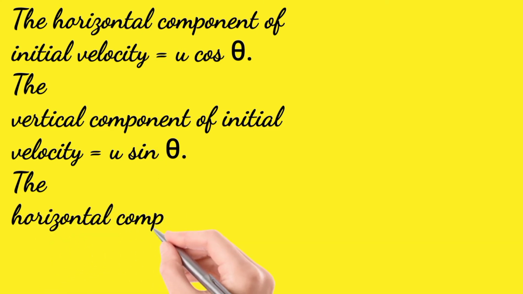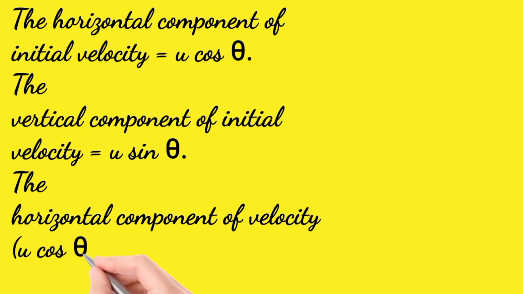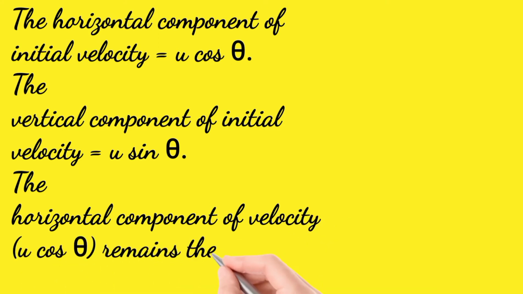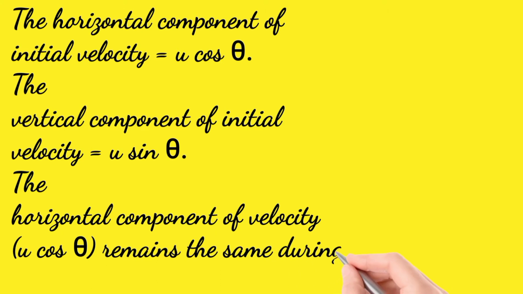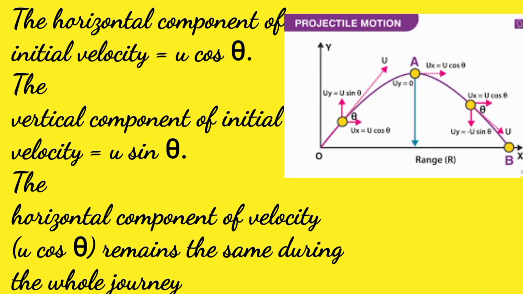The horizontal component of the initial velocity is constant throughout the whole journey. Please take note, it remains constant. It does not change. However, the vertical component of the velocity changes as the projectile progresses. So please take note.